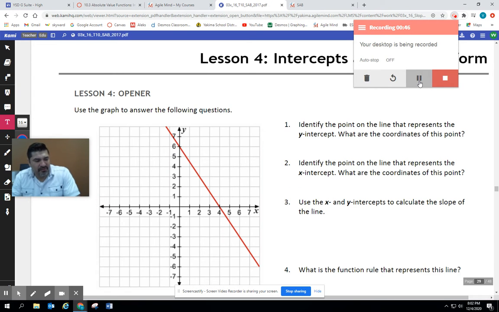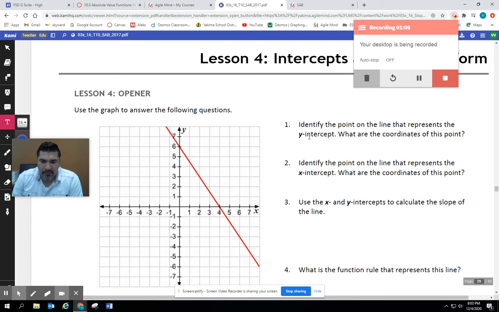So here is our opener for lesson 4, intercepts and standard form. Okay, so lesson 4, opener. Use the graph to answer the following questions. So here's number 1. It says, identify the point of the line that represents the y-intercept. What are the coordinates of this point?